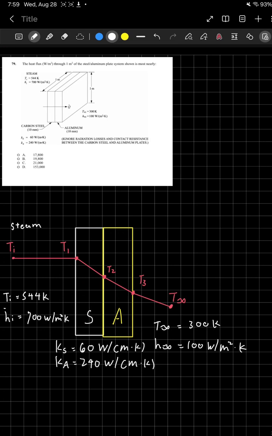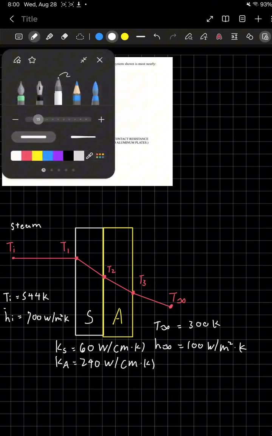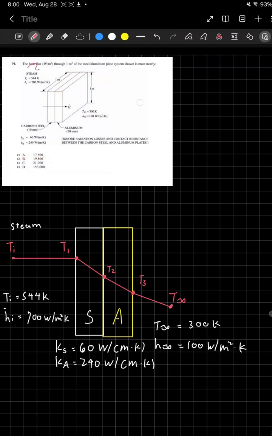So here I have an FE prep question for you guys. It says the heat flux through 1 meter squared of the steel aluminum plate system shown is most nearly what? So it is asking us what is the heat flux through this system we have here. And here I have a diagram to show you exactly what is happening.